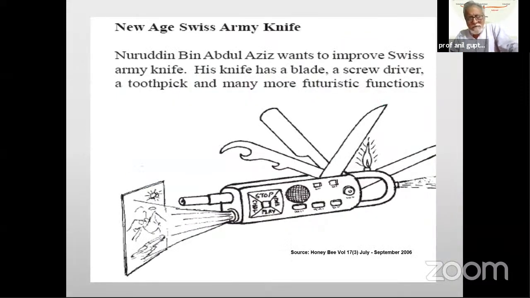This was in 2006. I had gone to Malaysia. And mind you, this kid was ahead of the time, 3 years. 2009, first time the cell phone came, which had a camera. Here he had an idea. Nasruddin bin Abdul Aziz. Can we convert a Swiss knife into a projector? We published that in Honeybee newsletter.